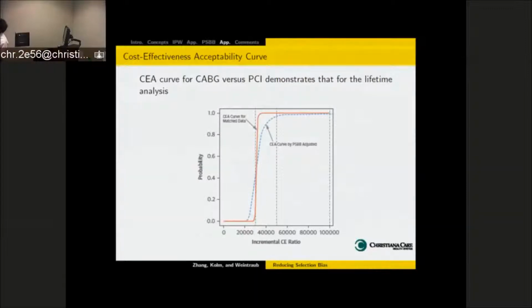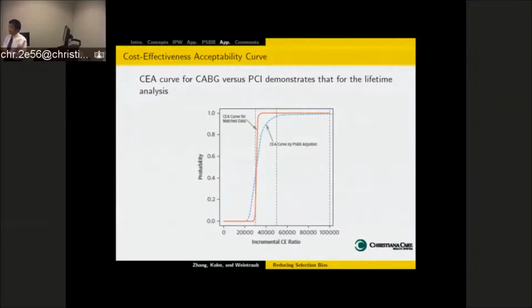And then for this propensity score, this process is more stable. The reason is that for the matched data set, we get rid of a lot of the patient population, and that makes the results reach the highest value very quickly. And for the propensity score bin bootstrapping method, this process is much slower.